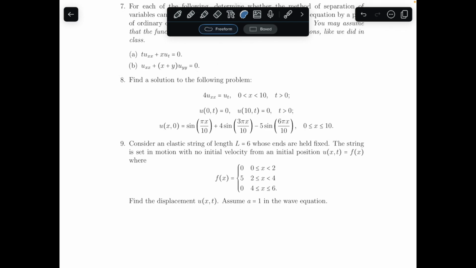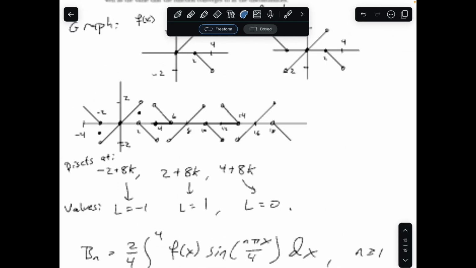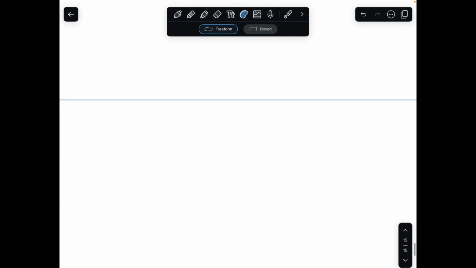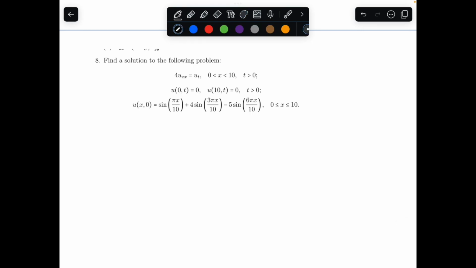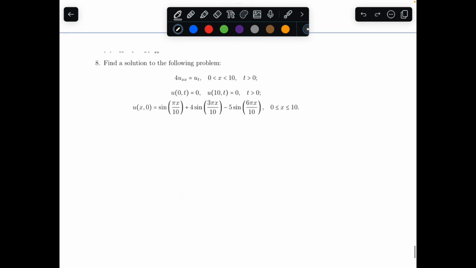8 and 9 are just the wave and heat equation ones. So this one right here, find a solution to the following problem. This equation is literally the heat equation. You'll be given the solution to the heat equation and the solution to the wave equation on the exam, but you should be able to recognize that, oh, this is the heat equation, or the wave equation looks like the other thing. You should be able to tell the differences between those.